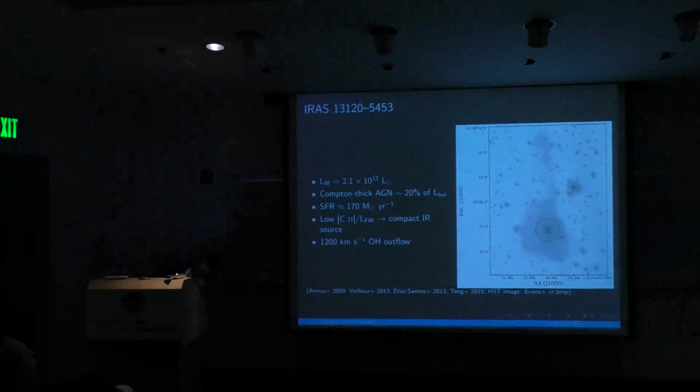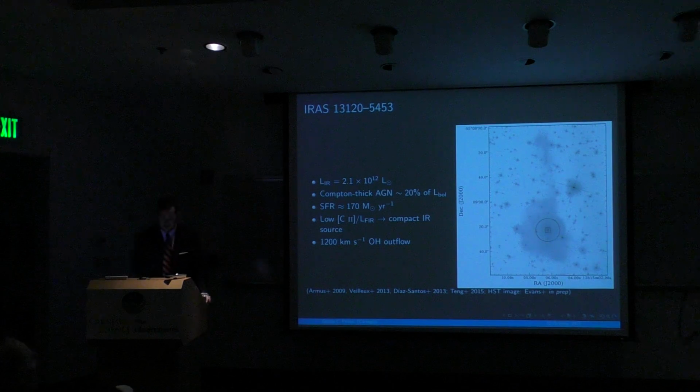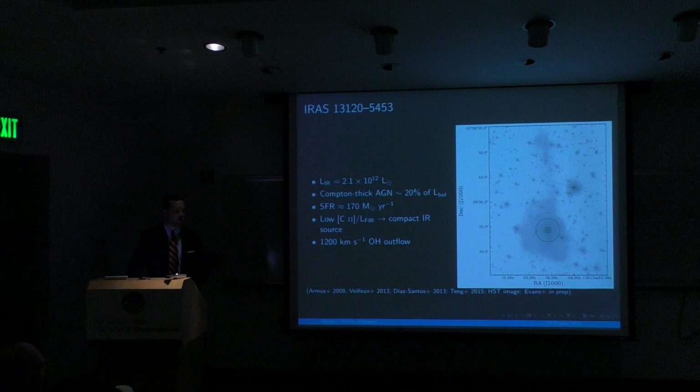But now we can start to go look at resolved objects, and this is one example that I did last year called IRAS 13120-5453. It's an ultraluminous infrared galaxy with a Compton thick AGN in the center that's contributing about 20% of the bolometric luminosity. If you take the AGN out of the infrared luminosity, you estimate the star formation rate is about 170 solar masses a year. This is a compact starburst based on the C+ to far infrared, and it does have this very fast outflow that's seen with Herschel observations of the OH molecule.